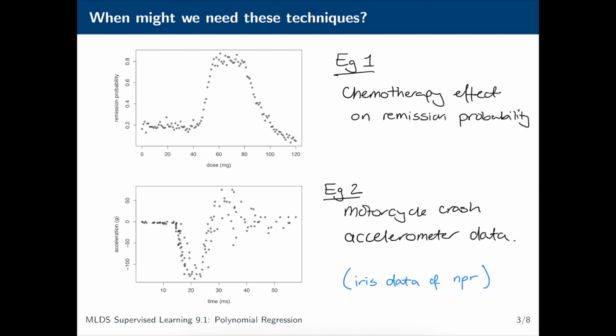In the lower figure, we've plotted the acceleration of a crash test dummy over time during a motorbike collision. At the beginning, the motorcycle is travelling at a constant speed, and so the acceleration is 0. Then there's a period of rapid deceleration followed by a series of smaller and smaller recoils.